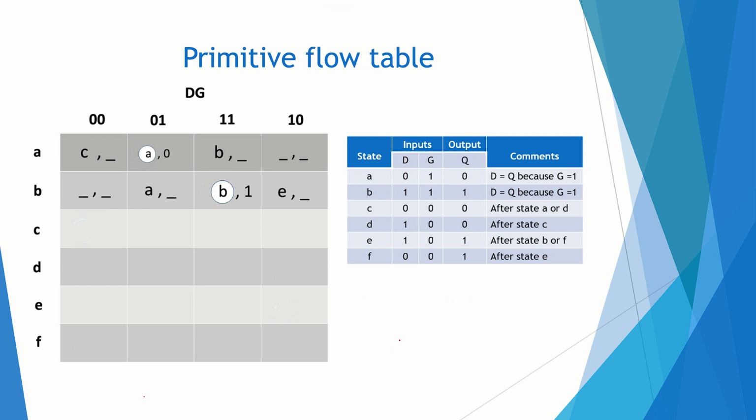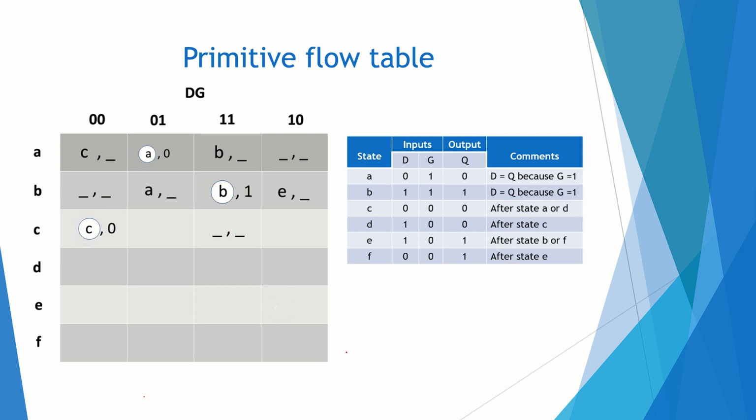Now let us take C here. C is 0 0, and the output is 0. It remains in the same state, that is a stable state C, and output 0. So it is C comma 0 here, a stable state. C state is 0 0, and the unallowed state is 1 1, so that will be given by a dash dash.